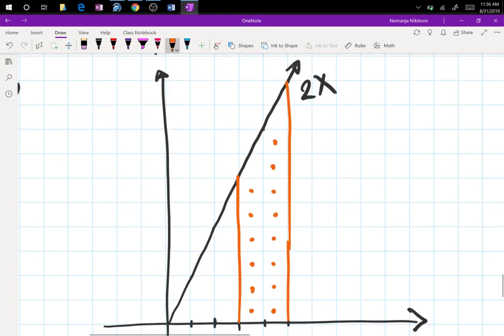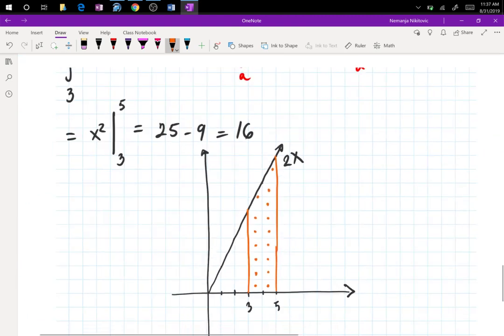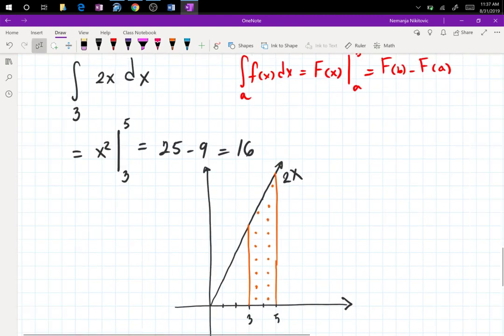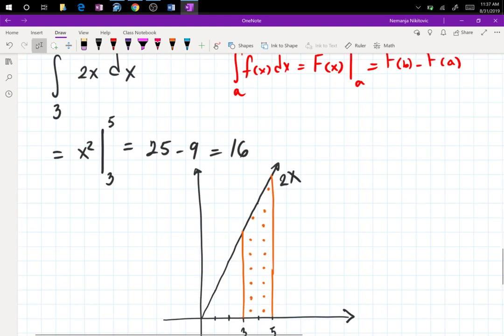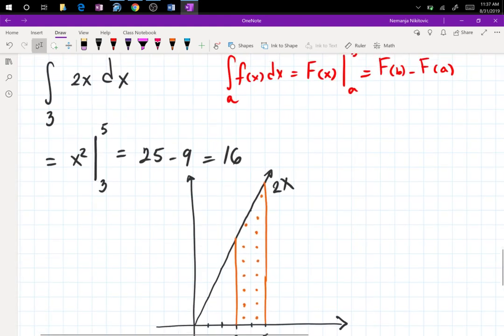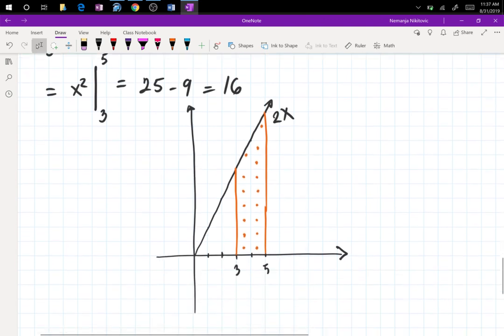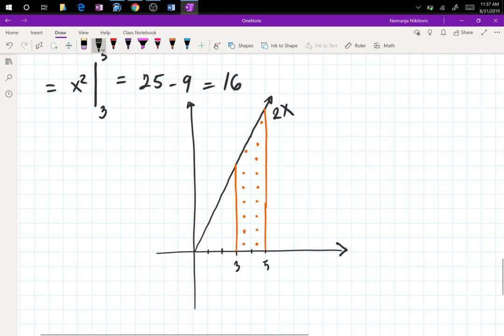So I'm going to put the orange dot here and the orange dot here, signifying that each one of those is one unit when you fill in. There you go, 16, area under the curve. Woohoo! So this is us reviewing some basics, and I'm just going to leave it there.